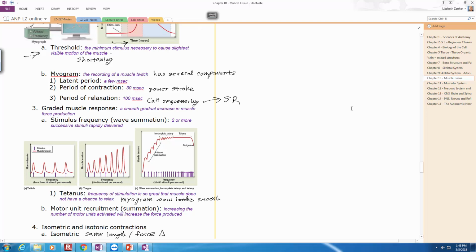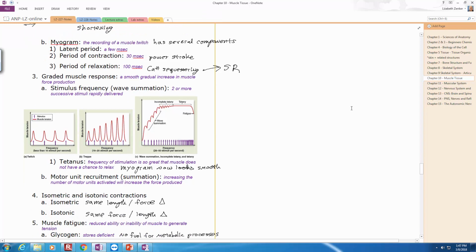And we do this in 2 different ways, either by doing stimulus frequency, which is a wave summation, or we can do it by more of a motor recruitment. You guys understand what I mean by motor recruitment? More of those neuromuscular junctions saying activate, stimulate it, cause another muscle cell to contract. Okay, recruiting more muscle cells. That's what that means. So let's look at stimulus frequency or wave summation.